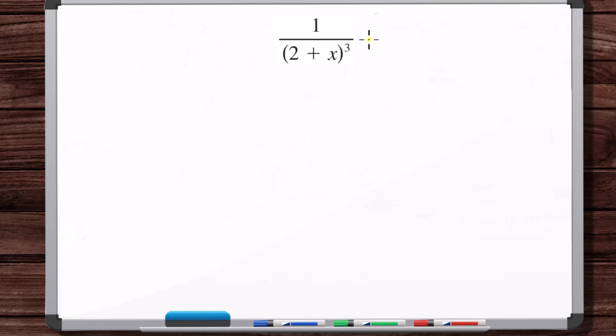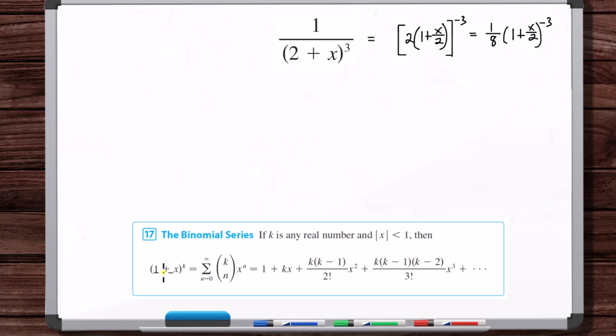Okay, so here we can write this as, factor out a 2, okay, now 2 to the minus 3 is 1 over 8. And there we go. We see that we've got this 1/8 out front of the binomial series, but then we have the binomial series with x equal to x over 2 and k equal to minus 3.